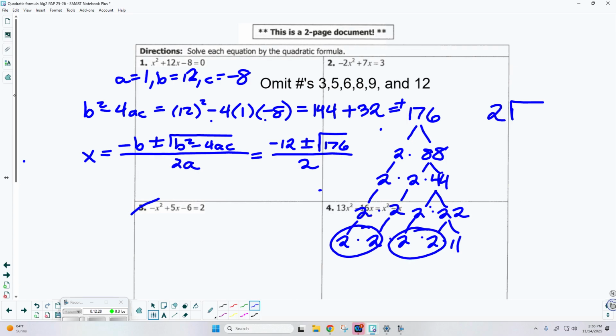But I've got another pair of 2's. I can pull out another 2. So I'm going to multiply those. I've only got the 11 once, so it has to go back inside. So that means that square root of 176 is going to become 4 square root of 11. So that means the largest perfect square that divides it would have been 16. Just another way to take a look at that.